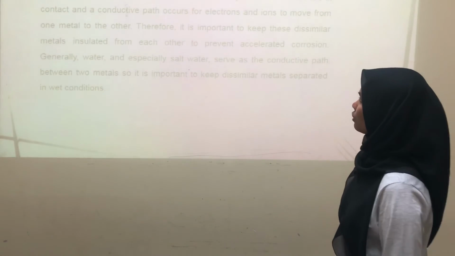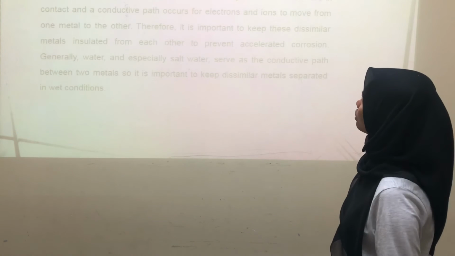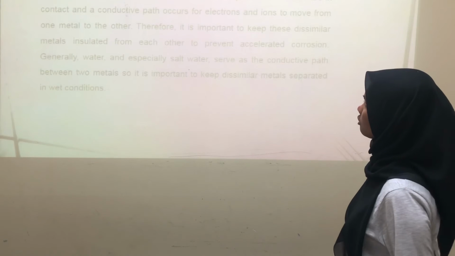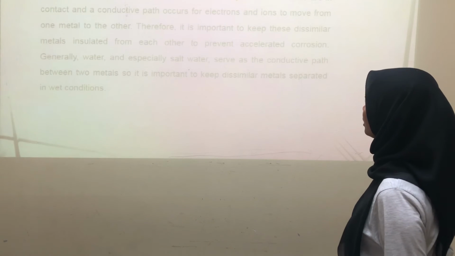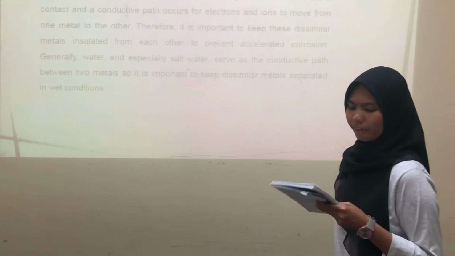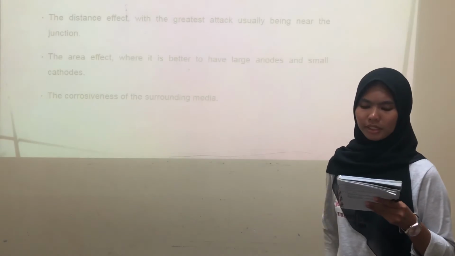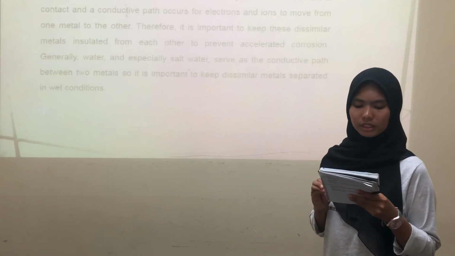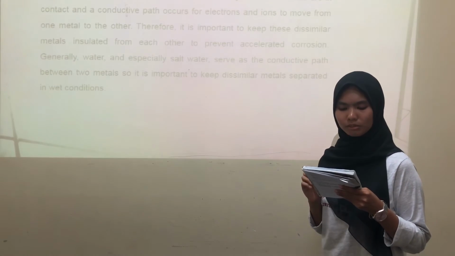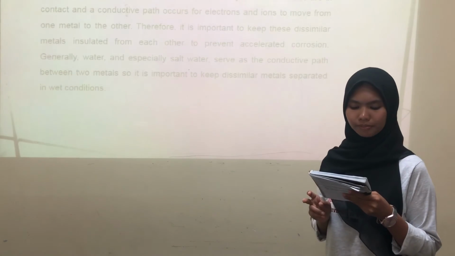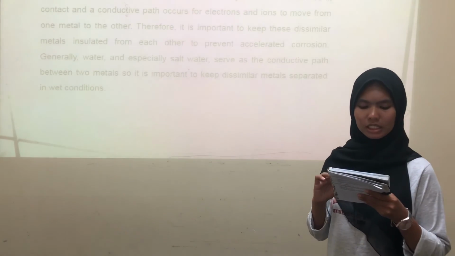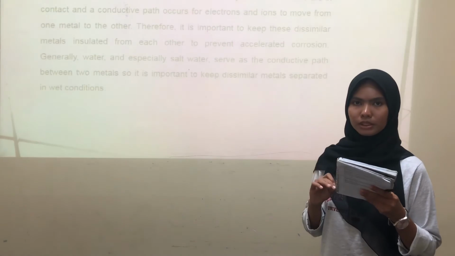Next. Okay. 2.19 Galvanic or electrolytic action. Galvanic action occurs when two electrochemically dissimilar metals are in contact and a conductive path occurs for electrons and ions to move from one metal to the other. Galvanic action ni berlaku apabila dua logam yang tak ngam bersentuhan dan ada laluan konduktif, berlaku untuk elektron dan ion bergerak dari satu logam ke logam yang lain. Oleh itu, pentinglah untuk kita memastikan logam-logam yang berbeza diasingkan untuk mencegah hakisan.